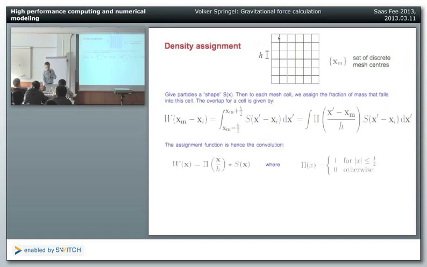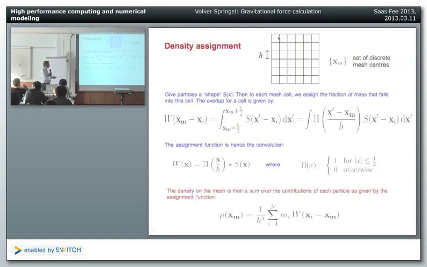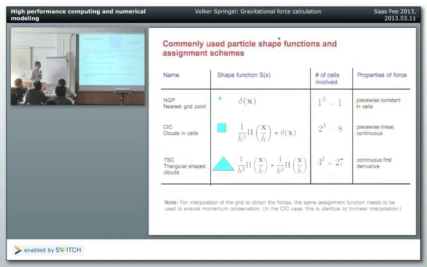Mathematically, this would look sort of like this. And this assignment function can be viewed also as a convolution of the assignment kernel with something like the cell size. And then the density on the mesh is the sum of the contributions of each particle as given by this assignment function. Now this is useful to know, what the normal language for this is.